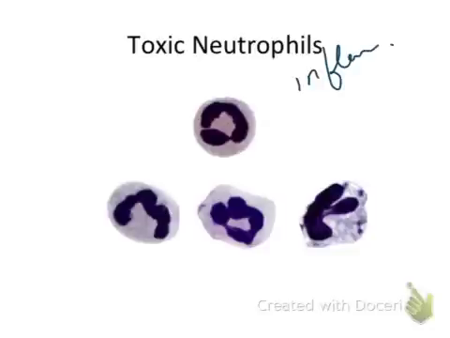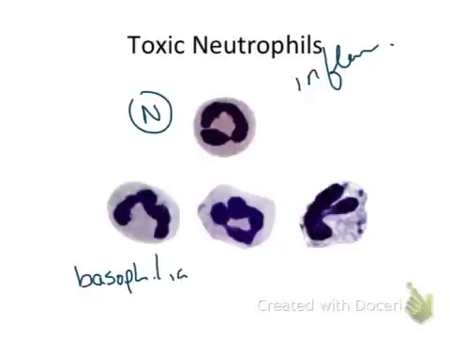The three most common signs of toxicity are shown here. Compared to the normal neutrophil at top, the neutrophils at the bottom display increased cytoplasmic basophilia. Also, the two neutrophils toward the right have focal aggregates of basophilia, and those are called Döhle bodies.